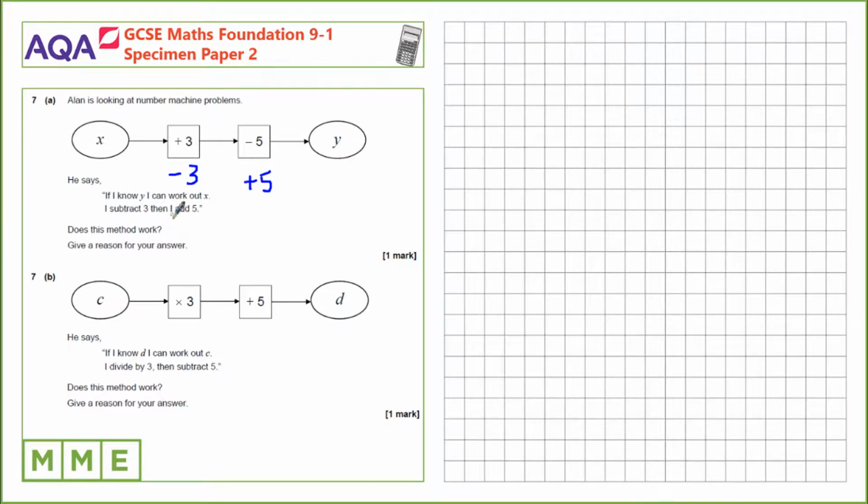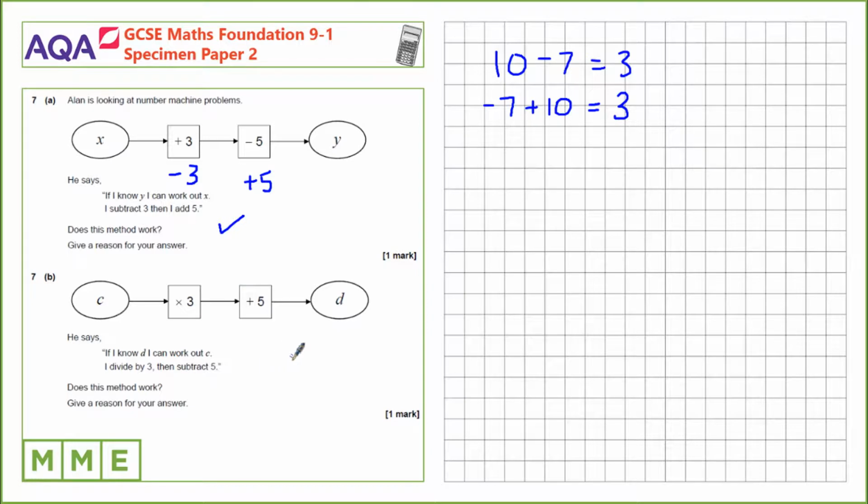Alan says he can do those in the other way around, which we can do for addition and subtraction. For example, 10 take away 7 is 3, and minus 7 plus 10, which is the opposite way around, is still 3. The order of these two operations doesn't matter. So this method does work. And the reason being is that we can do these two operations, addition and subtraction, in any order we want.